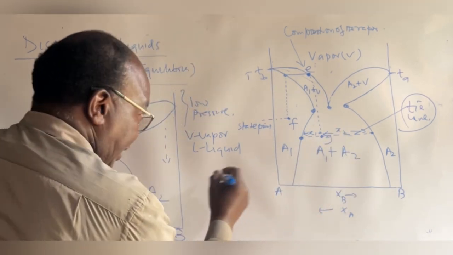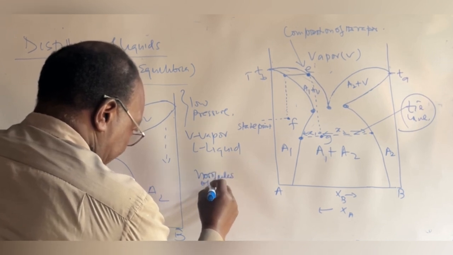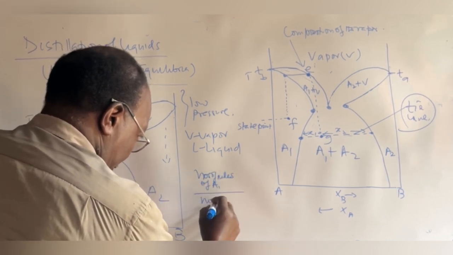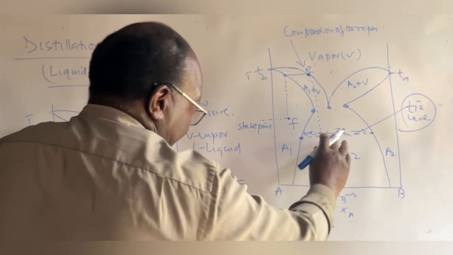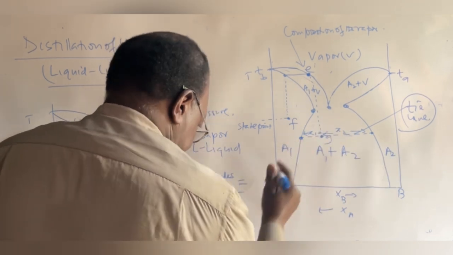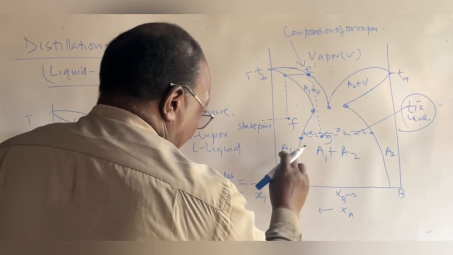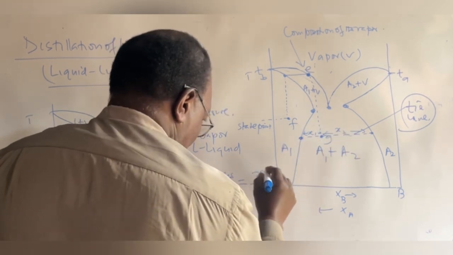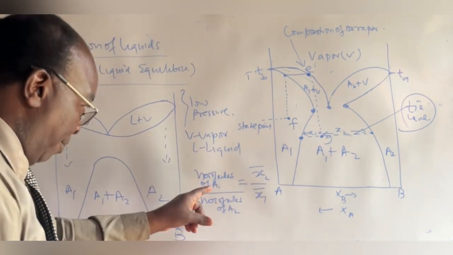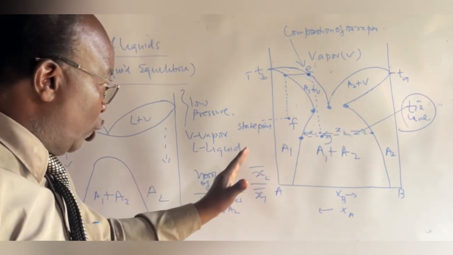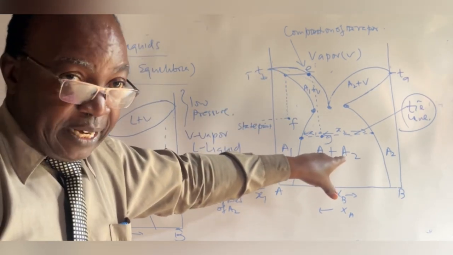What are we saying? The number of moles of A1 divided by the number of moles of A2 is given by the ratio of the segments. For A2, that segment X1, and for A1 that segment X2. So the length of those segments will give you the number of moles of A1 and A2 in this region. You started with a homogeneous mixture, now you have ended up with two liquids.